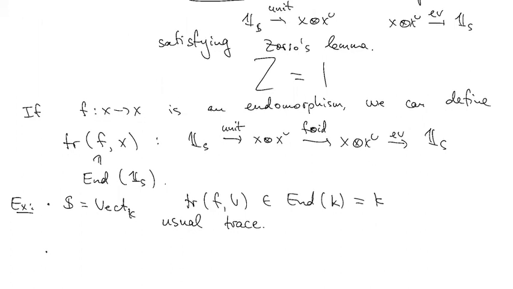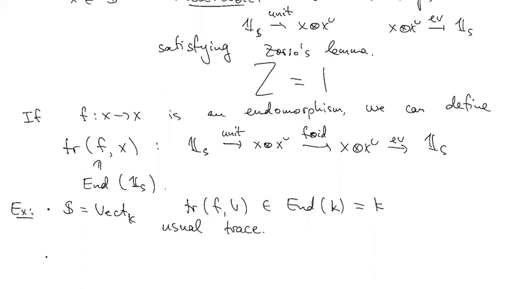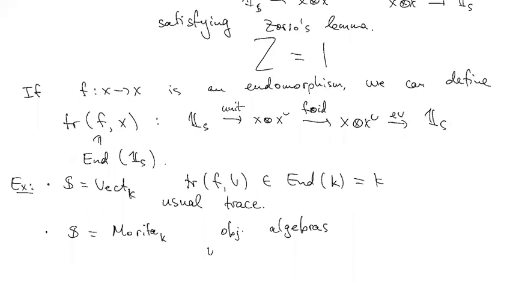So a more sophisticated example is where I take S to be a kind of Morita category. So the objects are algebras and morphisms are bimodules.